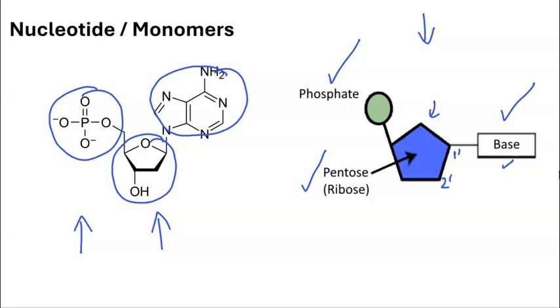2', the second carbon, is an important one because here in RNA, the 2' carbon will have an OH group and an H group, but in DNA, the 2' carbon will simply have 2 hydrogens attached, and hence the deoxy part of the name of deoxyribonucleic acid. So the oxygen is removed, the one which is present in RNA.